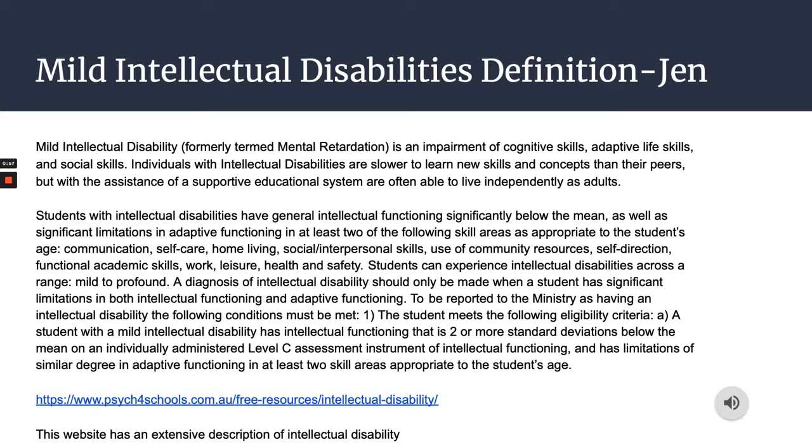A diagnosis of intellectual disability should only be made when a student has significant limitations in both intellectual functioning and adaptive functioning. To be reported to the ministry as having an intellectual disability, the following conditions must be met. So first, the student meets the following eligibility criteria. A student with a mild intellectual disability has intellectual functioning that is two or more standard deviations below the mean on an individually administered Level C assessment instrument of intellectual functioning and has limitations of a similar degree in adaptive functioning in at least two skill areas appropriate to the student's age. So this is a link here listed that has an extensive description of intellectual disabilities.